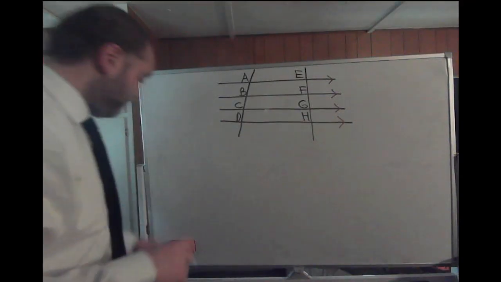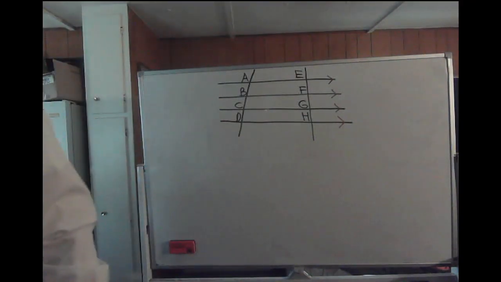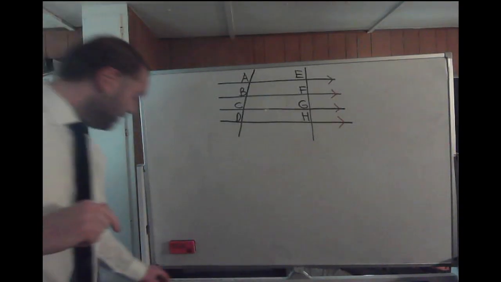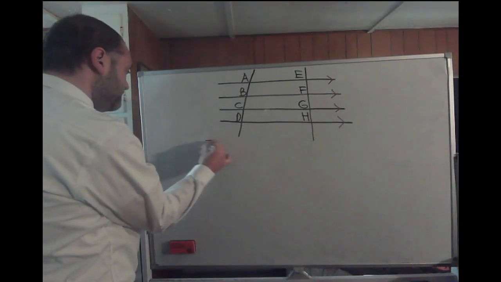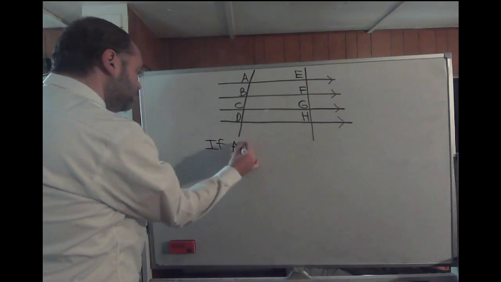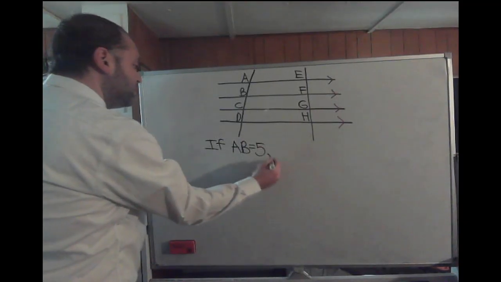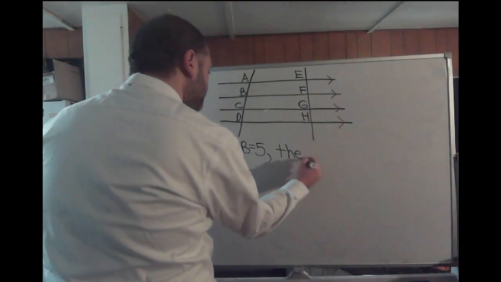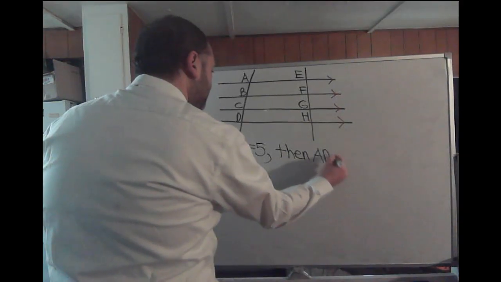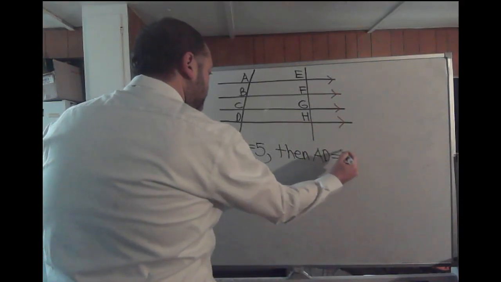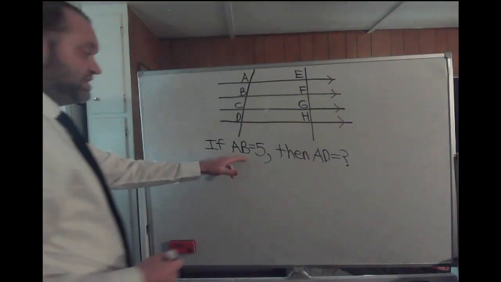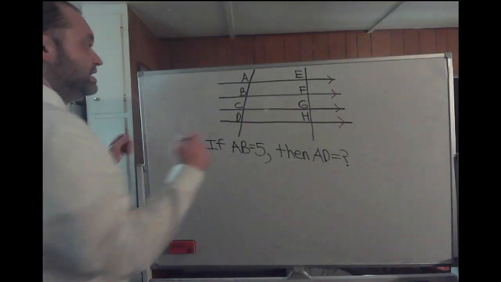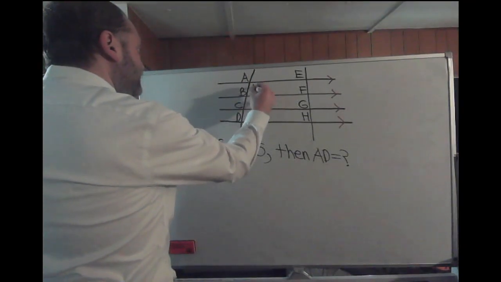All right. Now, what we're about to have to do, they're going to give us here for this problem, if AB equals 5, then AD equals, okay. So for this particular exercise, they give us that AB is equal to 5. So let's put 5 next to that here, right?